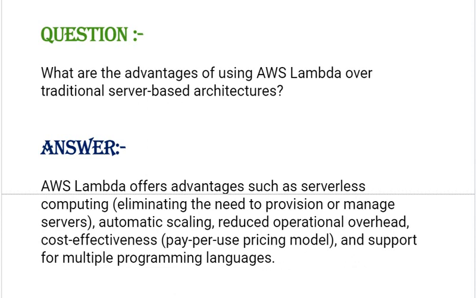Our next interview question is: what are the advantages of using AWS Lambda over traditional server-based architectures? Your answer should be: AWS Lambda offers advantages such as serverless computing, that is, eliminating the need to provision or manage servers, automatic scaling, reduced operational overhead, cost effectiveness, that is, pay-per-use pricing model, and support for multiple programming languages.